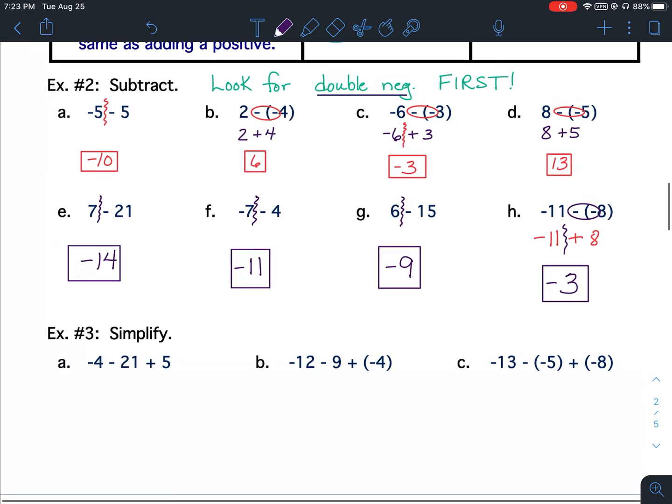All right, that's example 2. If you have any questions for example 2, let me know. Make sure you have everything written down.